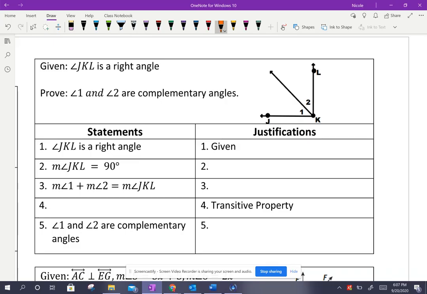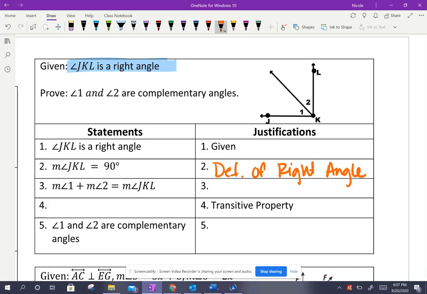All right, so we are going to look at this proof that uses the definition of a right angle. As you can see with our given, it says angle JKL is a right angle. And so that is in our provided given. And then because of what we just talked about, I can then say it has a measure of 90 degrees by the definition of right angle.